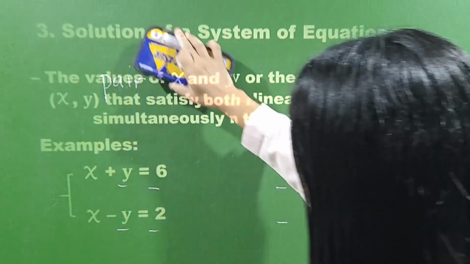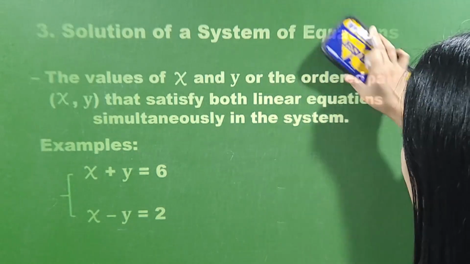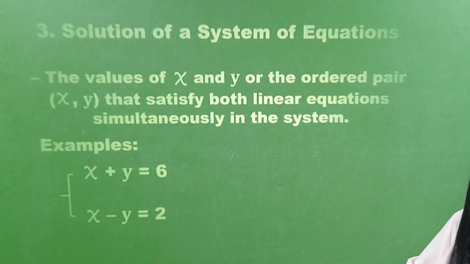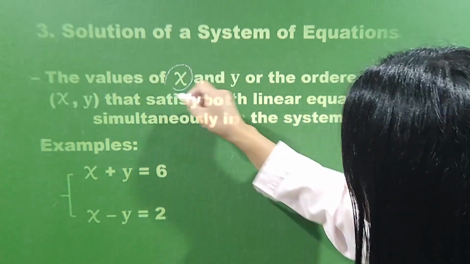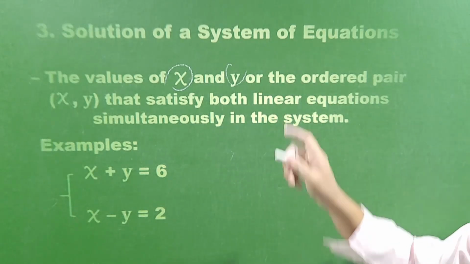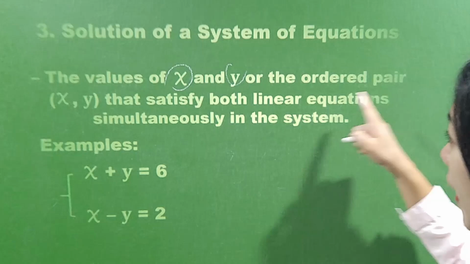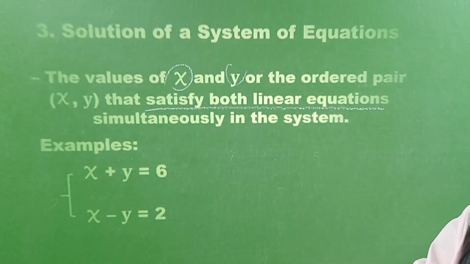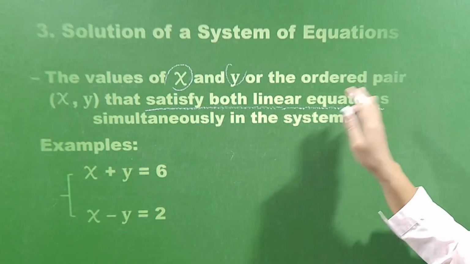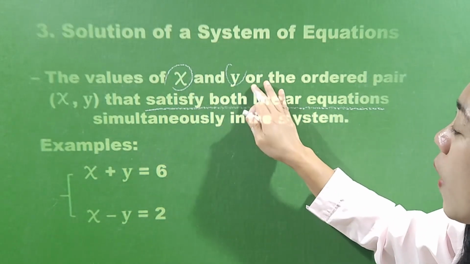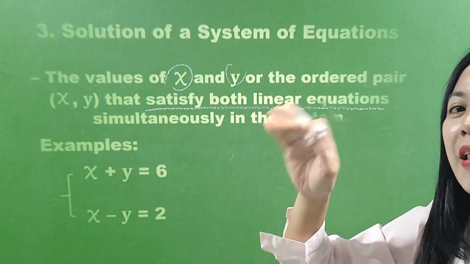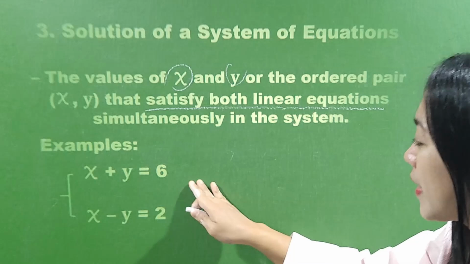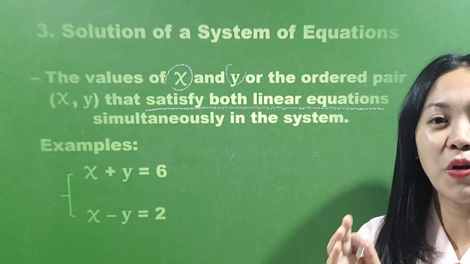Now, there is what we call solution to a system of equations. When we say solution to a system of equations, these are the values of our x and y, or the ordered pair x and y, that satisfy both linear equations simultaneously in the system. In other words, these are the values of x and y that when we substitute in our linear equations, then our linear equations are correct.